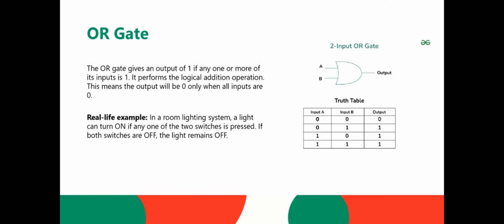In a real life example, the OR gate is used in room lighting systems. A light can turn on if any one of the two switches is pressed. If both switches are off, the light remains off.